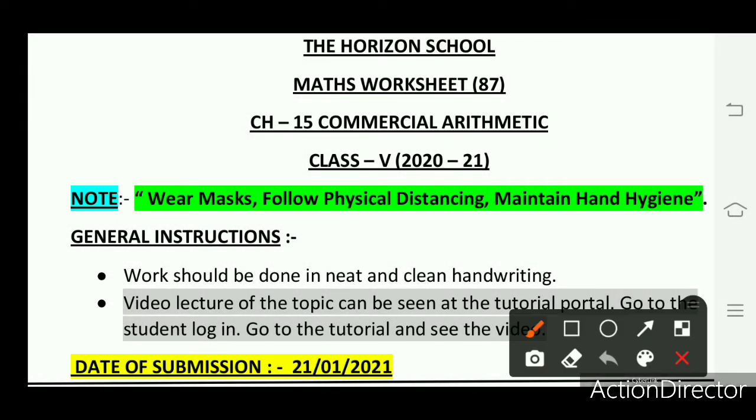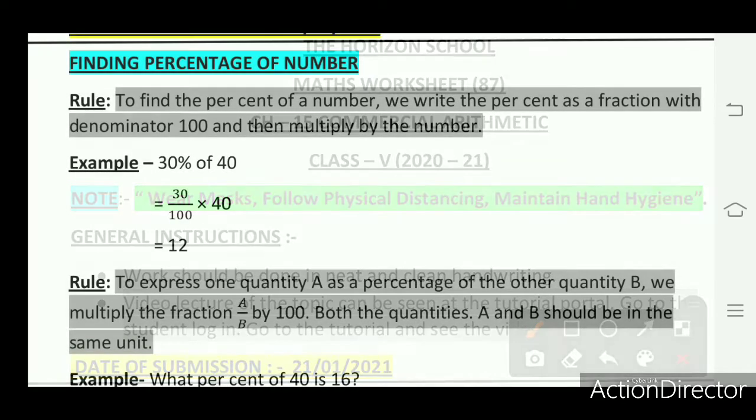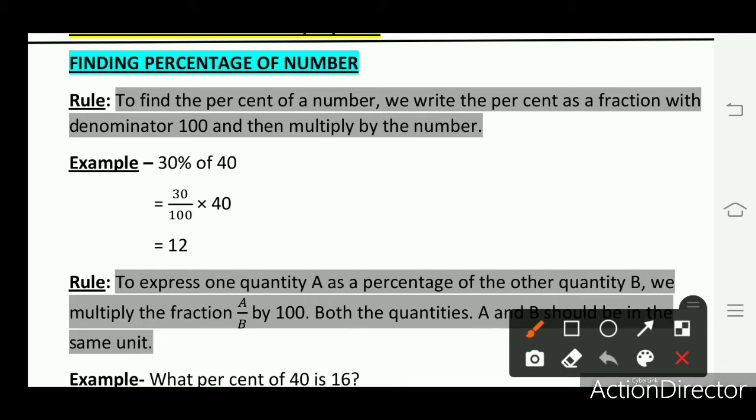Hello students, this is Maths Worksheet 87, chapter number 15, Commercial Arithmetic. Now here we will discuss finding percentage of a number.